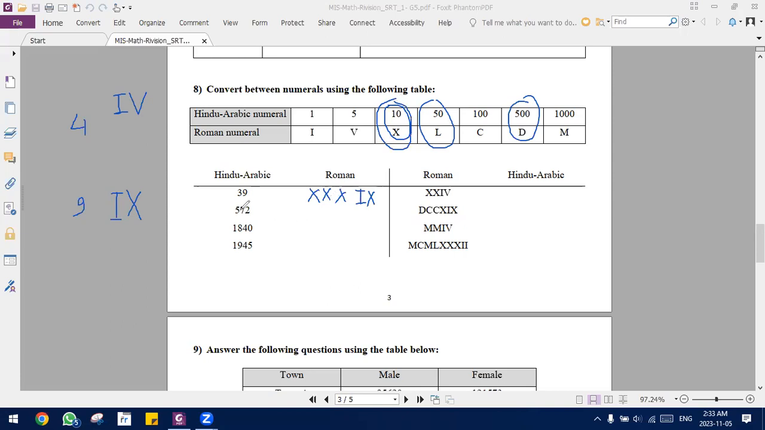So, no, first let's do the 500. We said that it's very easy. It's D. Then to make 70, what is it? It's 50, which is L, plus 20, which is XX. So this is 570. Now we need to make 2. 2 is just like 1 and 1.